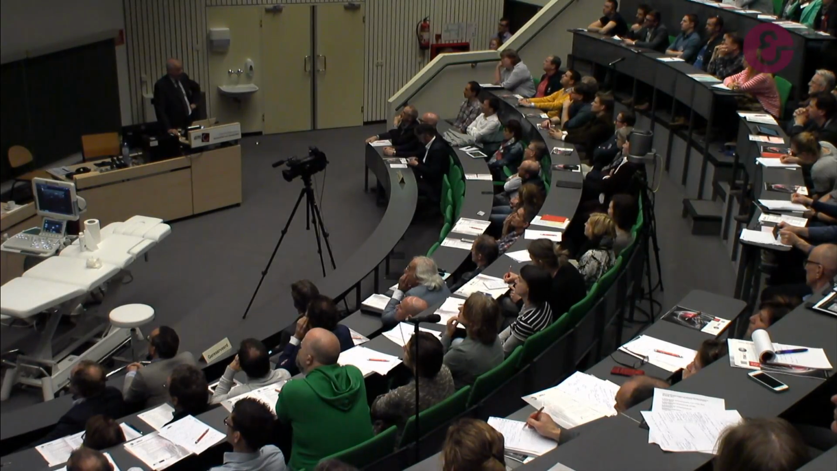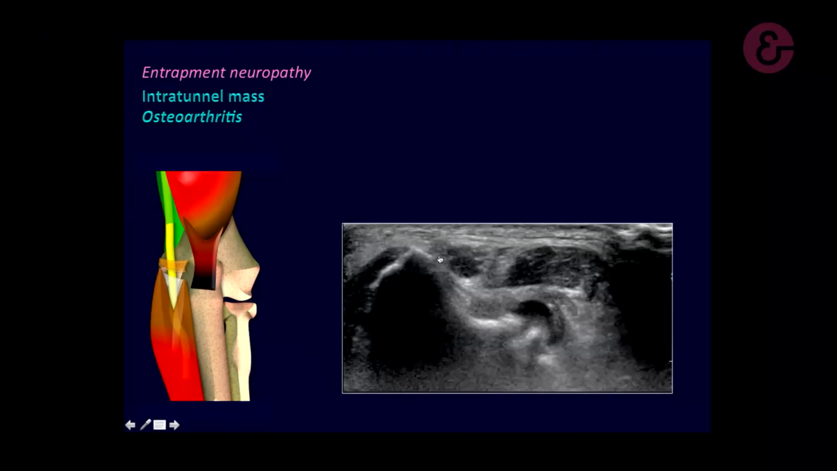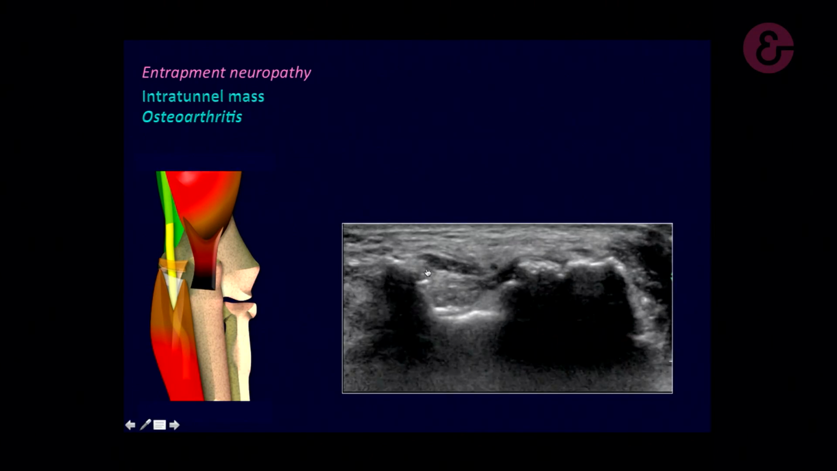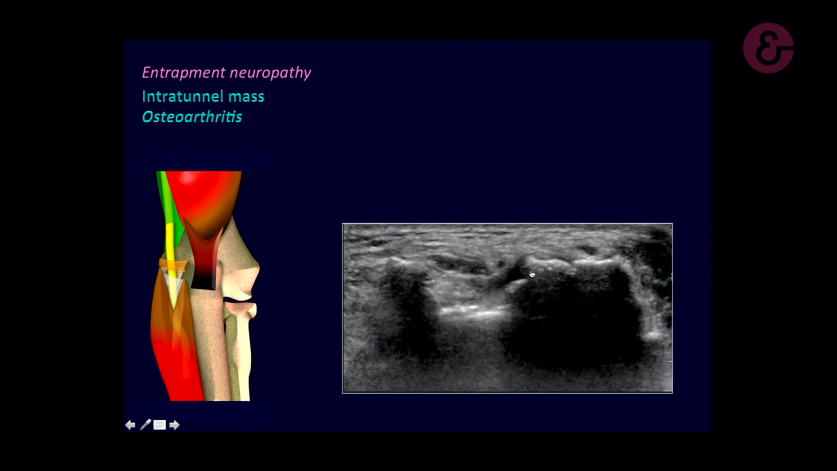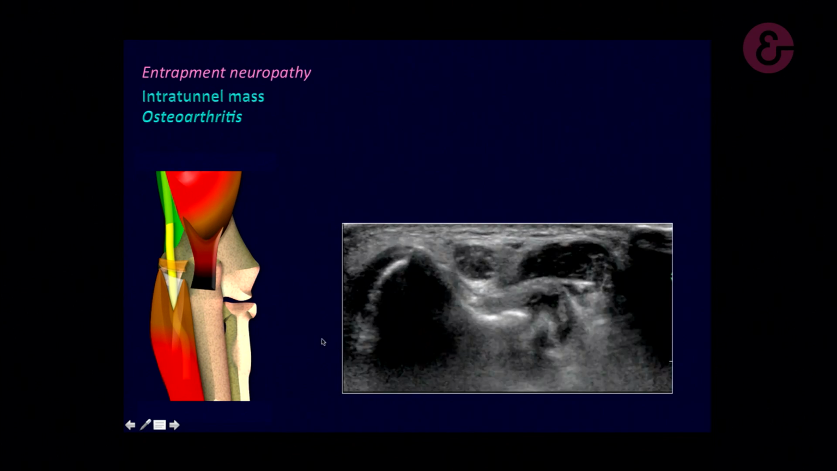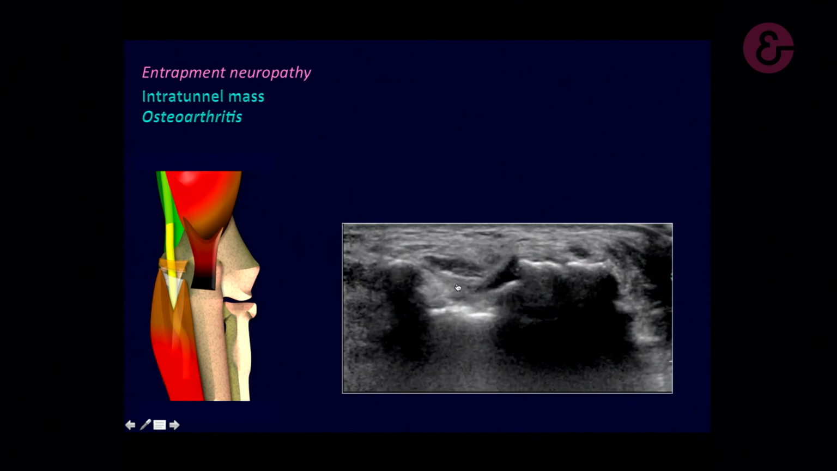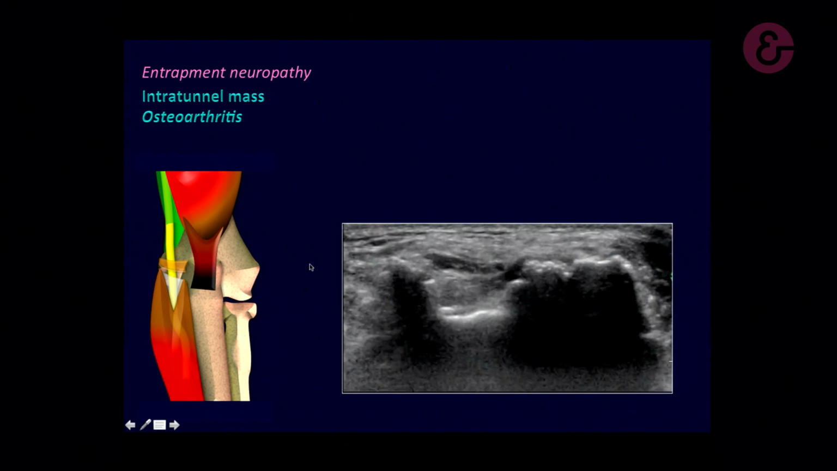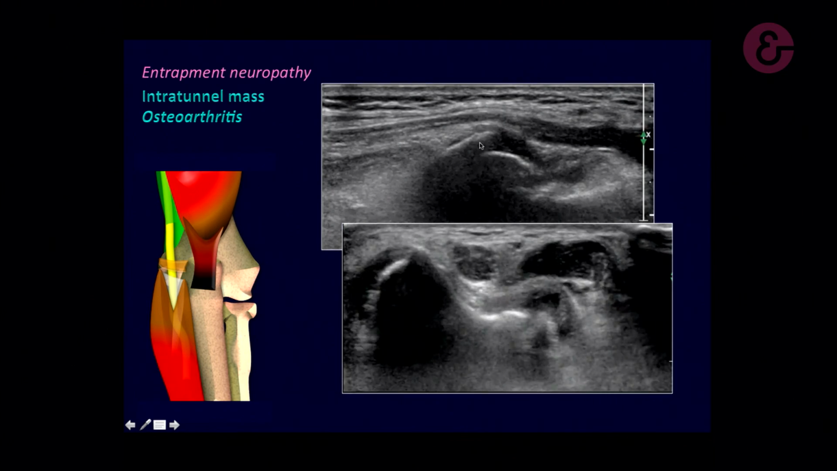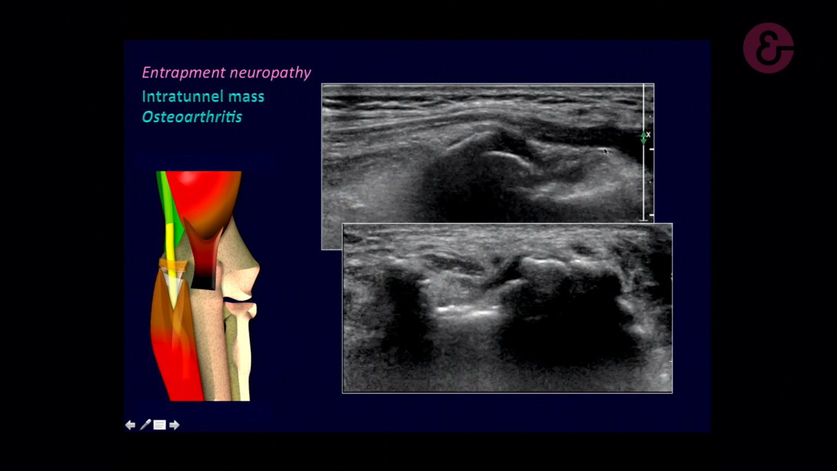Osteoarthritis, again, a mass inside the tunnel, the nerve, swollen nerve, compressed at this level by the changes in the osteoarthritic elbow. Look at the very thin nerve at this level, the site of the compression, and very large nerve proximal. On the longitudinal, you have a swollen nerve inside the tunnel and a completely normal ulnar nerve in the proximal part of the forearm.